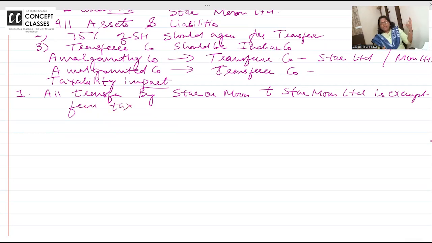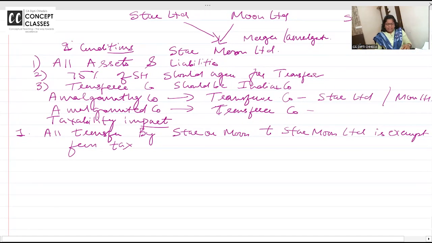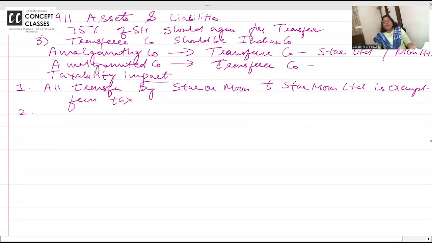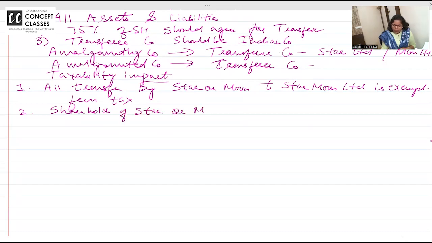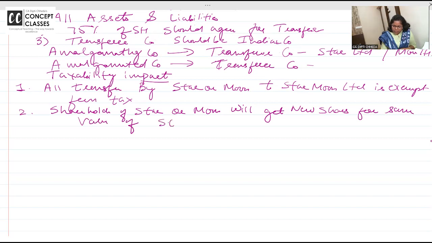Are you all with me? All the transfer of assets, like you remember in section 46, holding to subsidiary, subsidiary to holding, in amalgamation, all the assets which are transferred by Star or by Moon to Star Moon are exempt from tax. Means the transferor company doesn't have to pay any tax provided they satisfy these conditions. But the transferee company should be an Indian company. If the transferee company is not an Indian company, it will become all taxable. Now, do you agree that the shareholder of Star or Moon will get new shares for the same value of Star Moon Limited? They will get the shares of the new company.